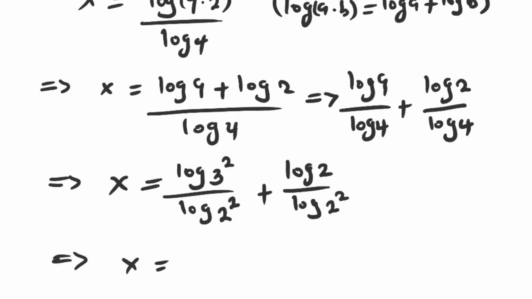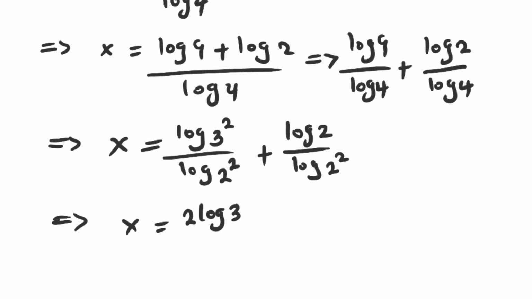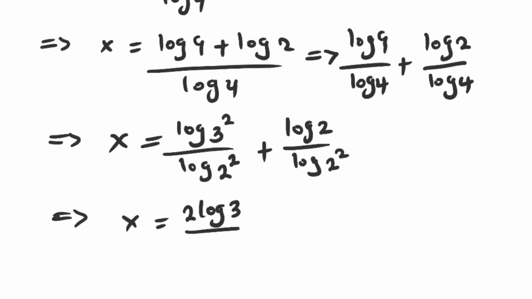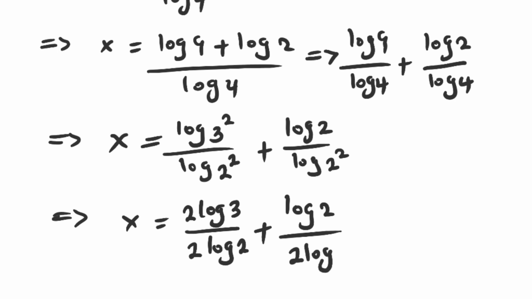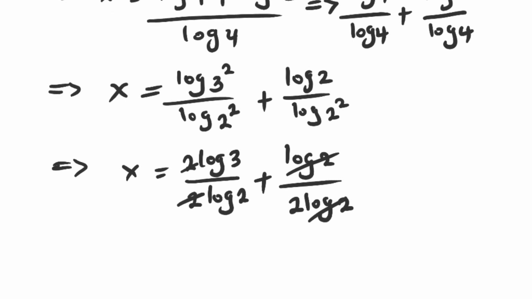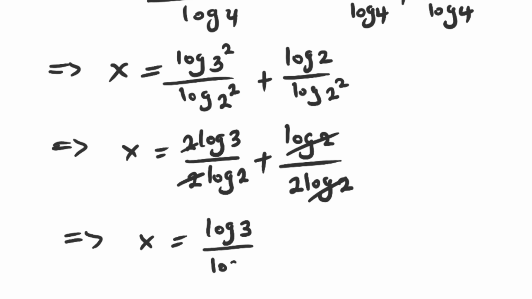x is equal to, this log 3 square can be written as 2 log 3 over this log 2 square can be written as 2 log 2, plus log 2 over 2 log 2. These two cancel these two. This log 2 cancels this log 2. x is equal to log 3 over log 2 plus 1 over 2.